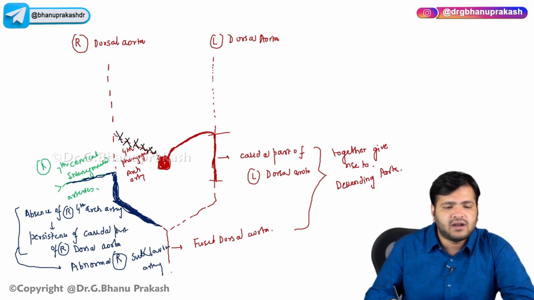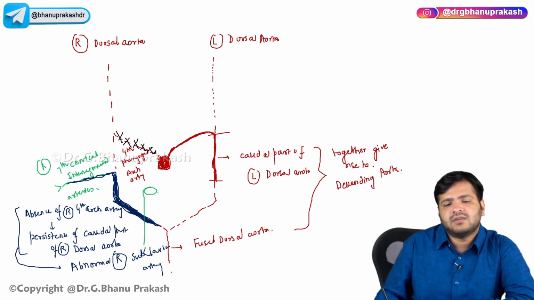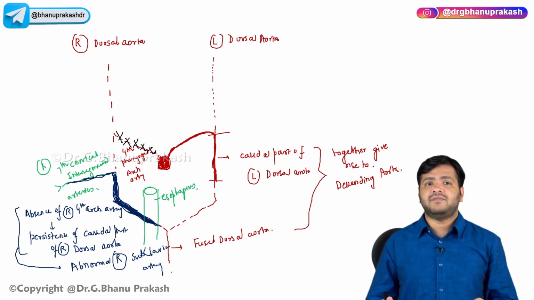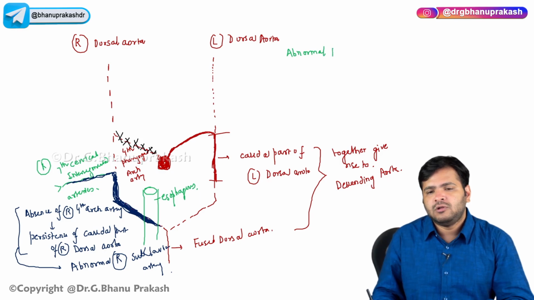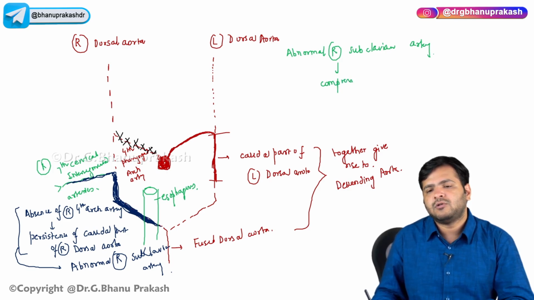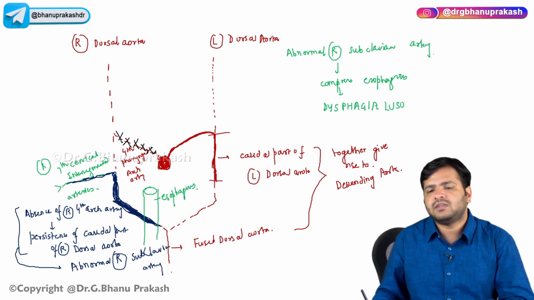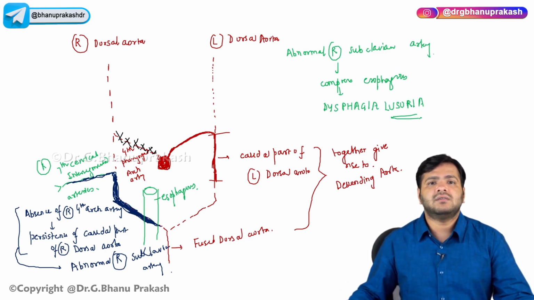Now what will this abnormal right subclavian artery do? Over here we have a structure called the esophagus. So this abnormal right subclavian artery will try to compress the esophagus, and it will lead to dysphagia lusoria. It will compress the esophagus, and this will be called dysphagia lusoria.